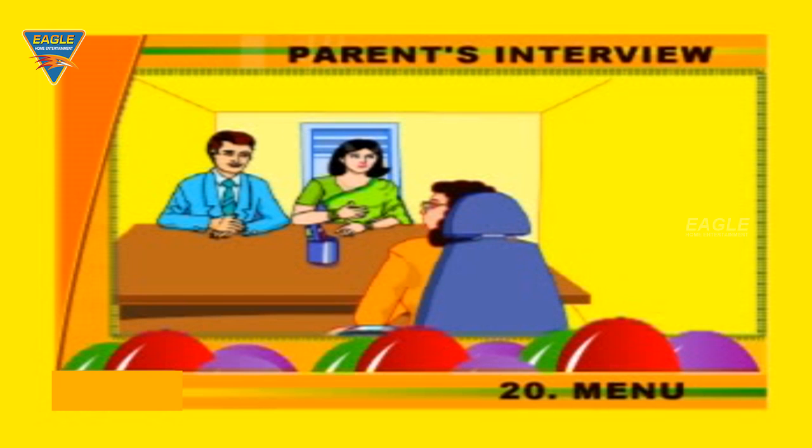What is your income? My income is approximately 15,000 rupees per month. Do you have a joint family? Yes, we have a joint family. How much time do you spend with your child? I spend maximum time with my child after he comes back from school. My husband also spends enough time with him during holidays and weekdays.